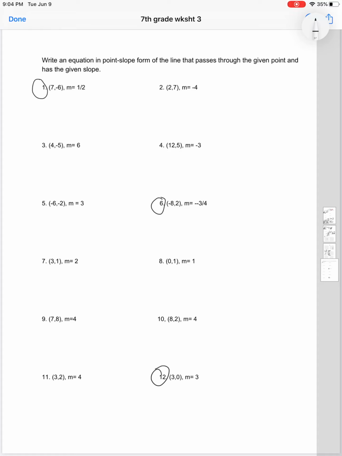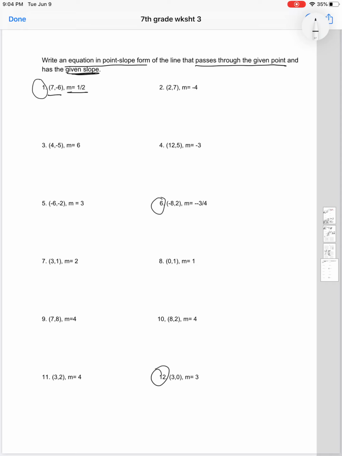Now we're coming to the last 3 problems. Even though I'm doing these 3 problems, doesn't mean that these are the problems you have to do. You can do any other problems you want, but I'm just showing this as an example. Now it says write an equation in point-slope form of the line that passes through the given point and the given slope. So they give you the slope, they give the point, easy peasy, lemon squeezy.